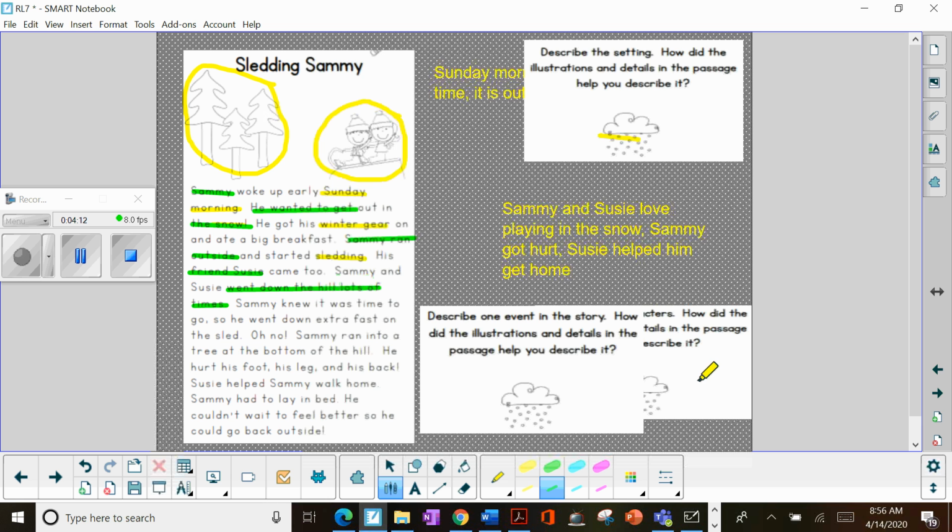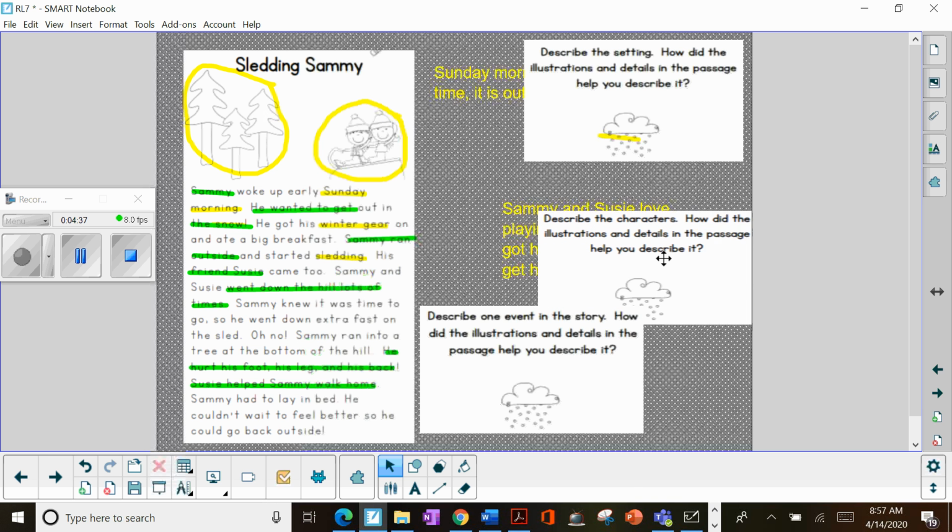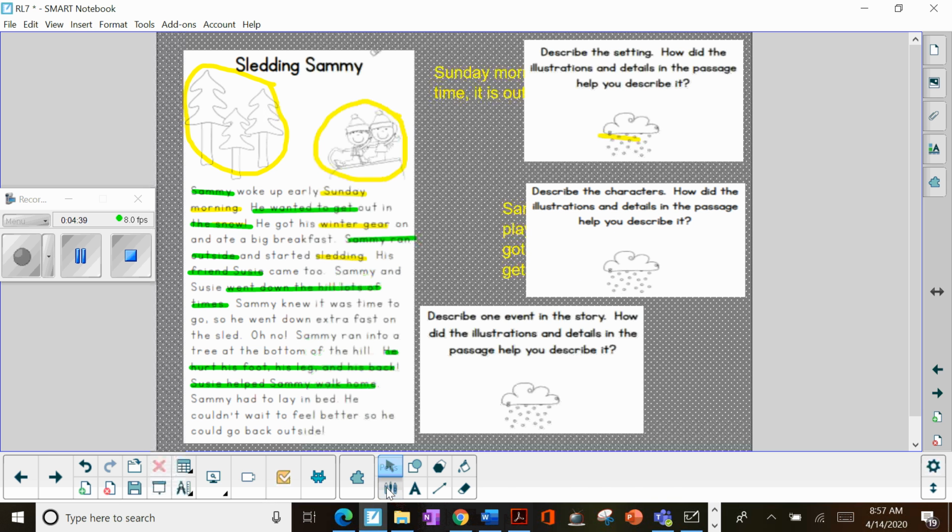Okay? And then Sammy got hurt. It says right here that he hurt his foot, his leg, and his back. Oops, sorry about that. And then Susie helped him get home. Susie helped Sammy, what a good friend, walk home. All right, so those are the details for the characters, and I'm going to highlight this in green. Okay, we've got characters there. Oh, that setting did not follow that, did it?